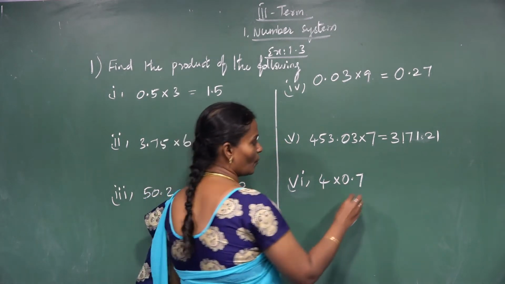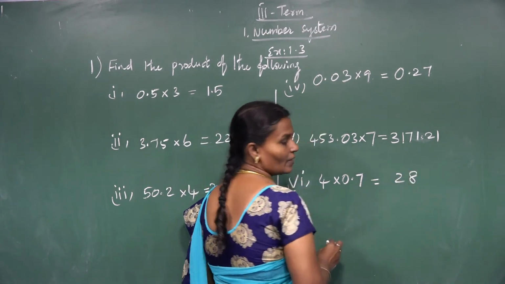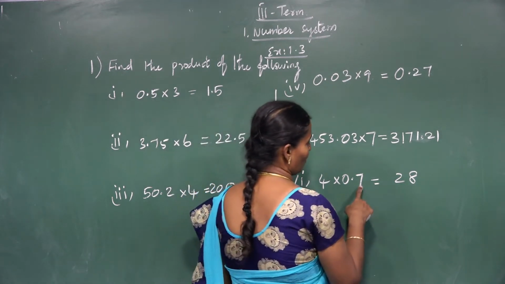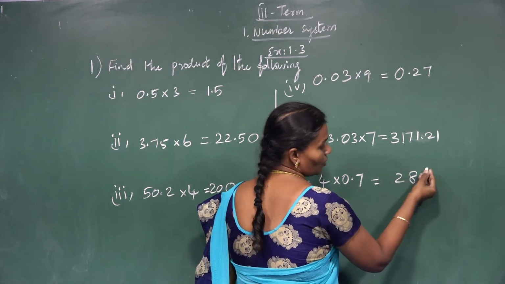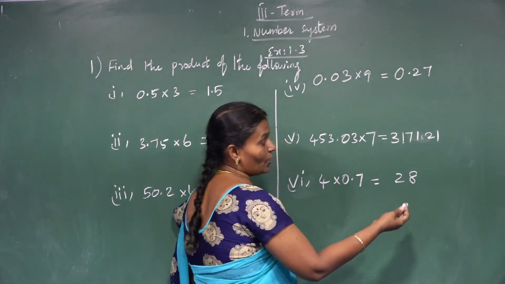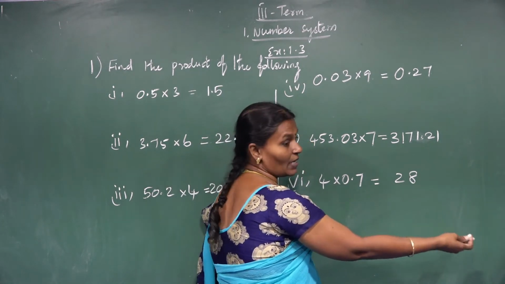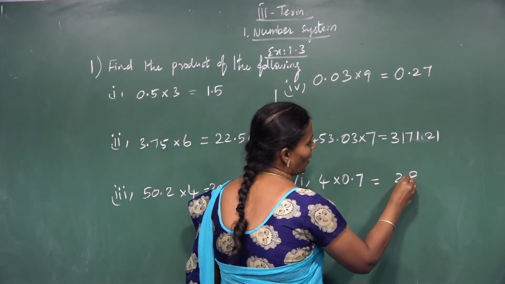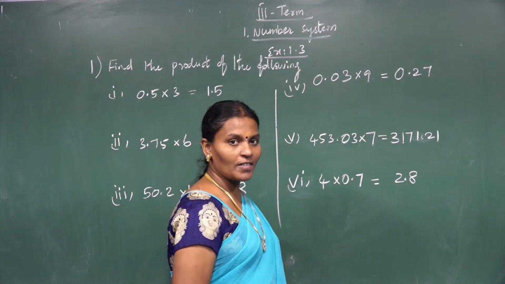Now see here 4 multiplied by 0.7. So here 4 7s are 28. Okay. So how many decimal places here? Only one decimal place. So you put the decimal point after one digit. So listen carefully. We count the decimal places from right to left. Okay. So the 8 point. So here 2.8. Understand children?